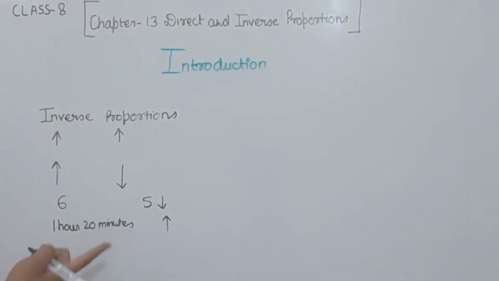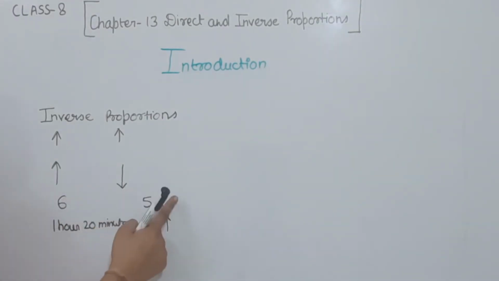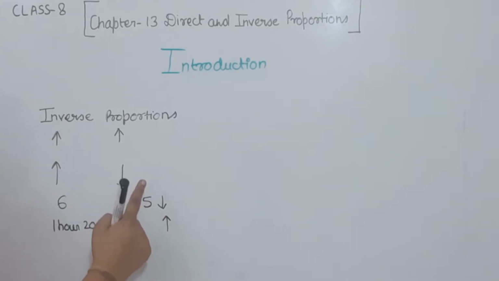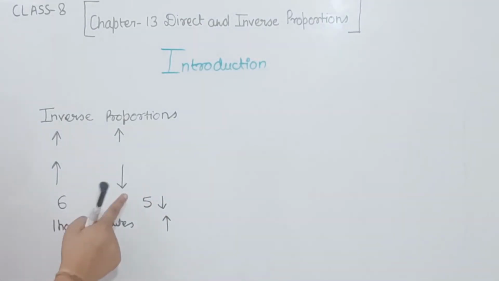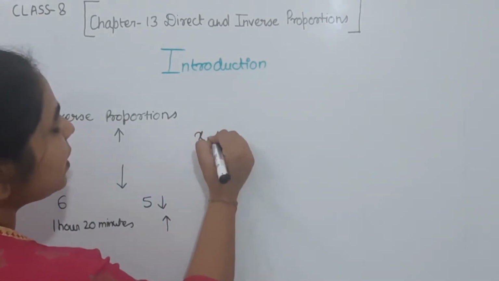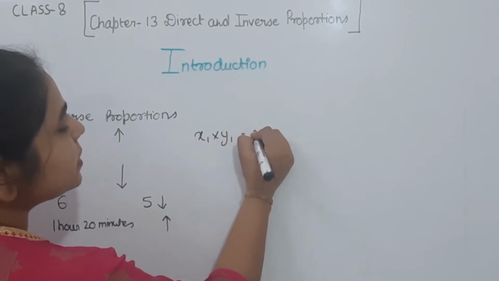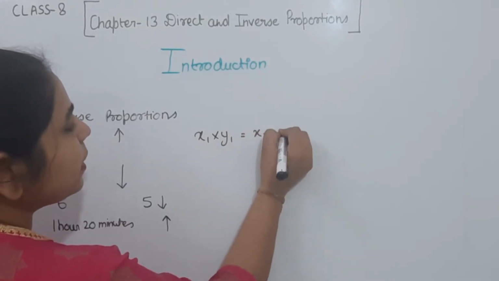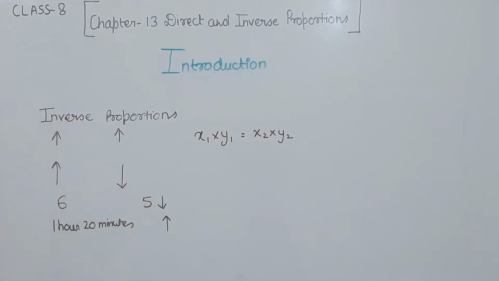So now they are in inverse proportion. The first one is decreasing, then the second one is increasing. Time will increase when the pipes get fewer. So this is inverse proportion. So how can we write inverse proportion? We are going to write inverse proportion as x1 multiplied by y1 is equal to x2 multiplied by y2.